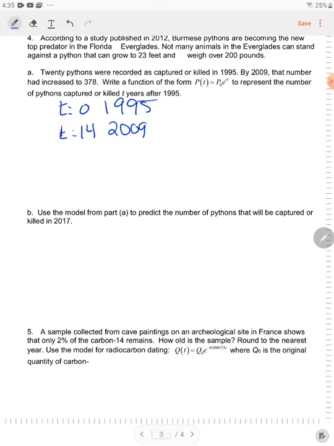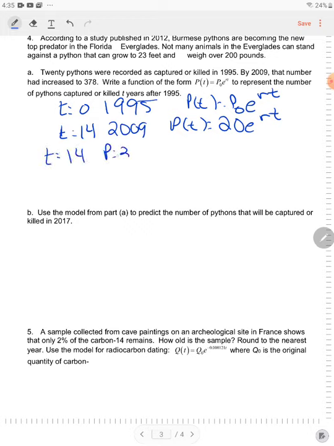So write a function here. So P of t is equal to P naught, that's your initial amount, e to the rt. So P of t is equal to 20 e to the rt. But wait a minute. You know something. 14 years later, you know that P is 378. So when t equals 14, P is equal to 378. So we can use this fact to find r. So 378 is equal to 20 e to the r times 14.